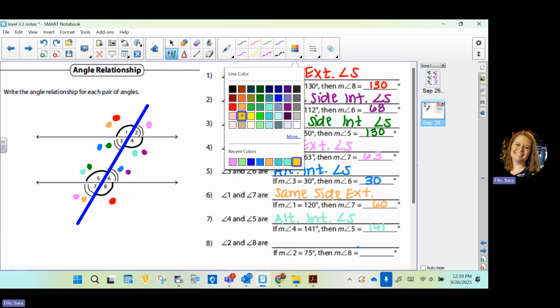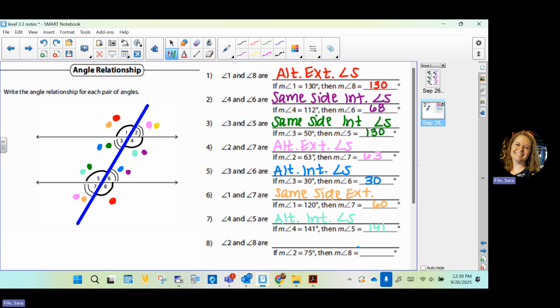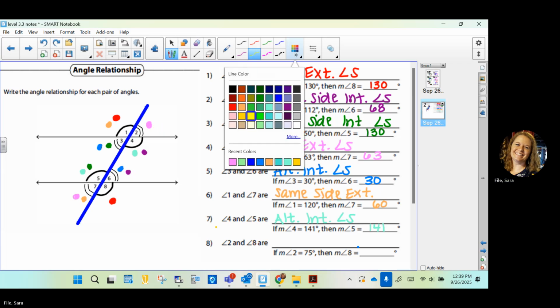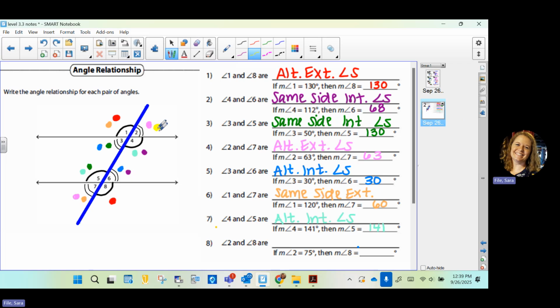All right, last but not least, it says 2 and 8. So angle 2, that's the top. A little too close of a color. Get a brighter yellow. Oh, that did not change. So angle 2 to angle 8 down here. So these are the yellow. So how are those related?